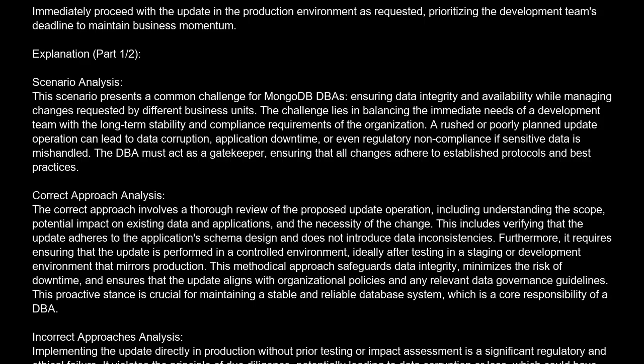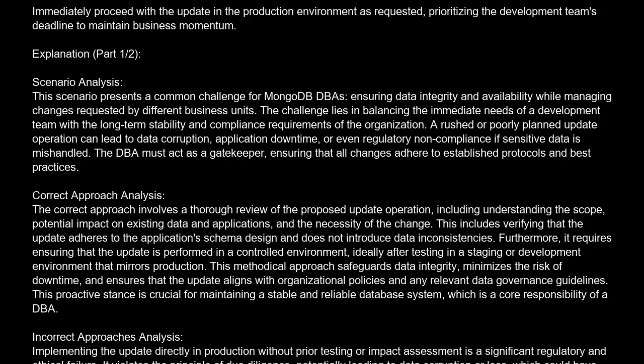The challenge lies in balancing the immediate needs of a development team with the long-term stability and compliance requirements of the organization. A rushed or poorly planned update operation can lead to data corruption, application downtime, or even regulatory noncompliance if sensitive data is mishandled. The DBA must act as a gatekeeper, ensuring that all changes adhere to established protocols and best practices.